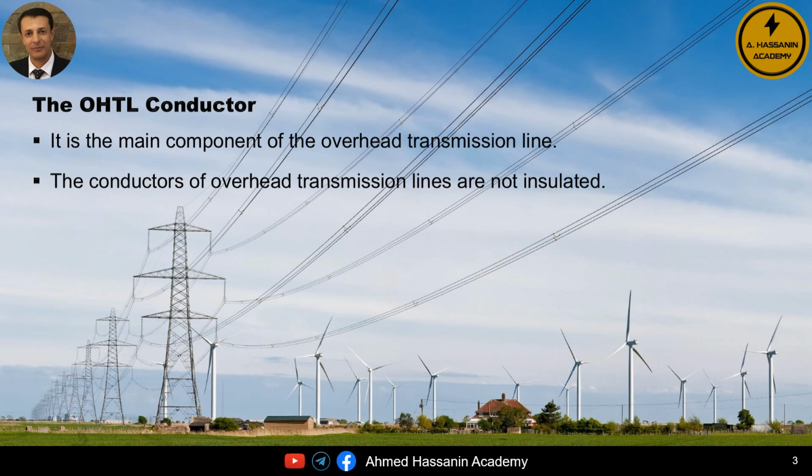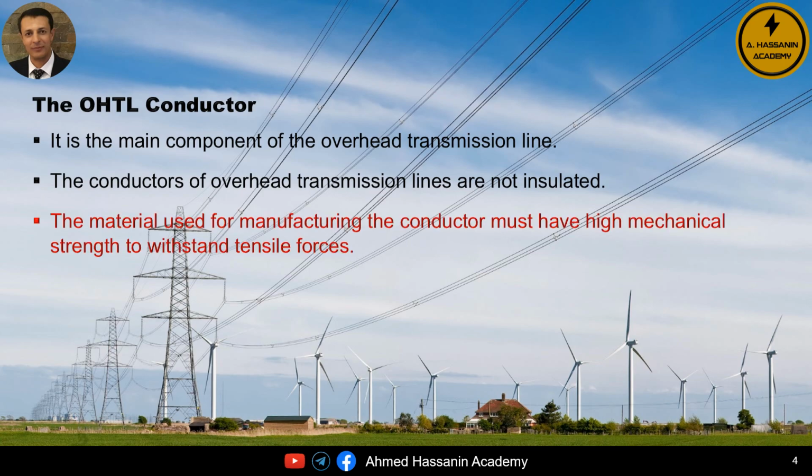This is because the conductors or wires are responsible for transmitting electrical energy or electrical power from one station to another. The second important point is that the conductors used in overhead transmission lines are not insulated, meaning they are bare conductors, not covered with any insulating material. These conductors or wires are suspended between the towers of the overhead line, and as I mentioned before, the distance between one tower and the next is called the span.